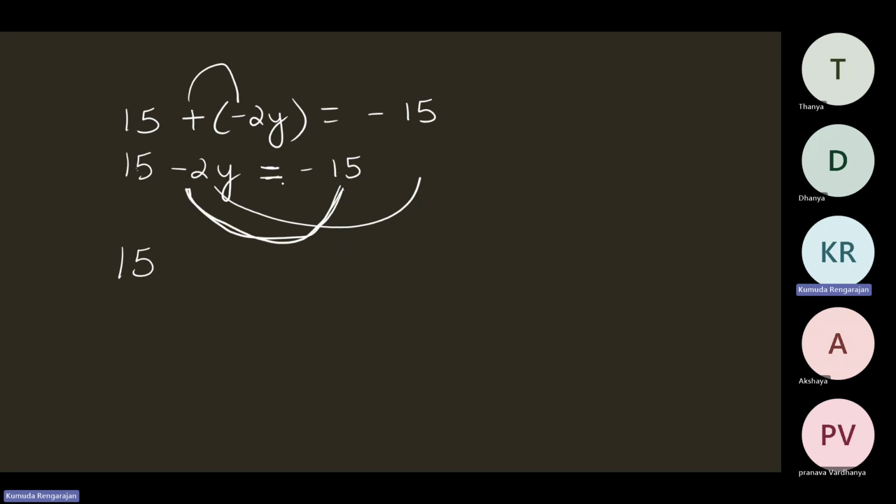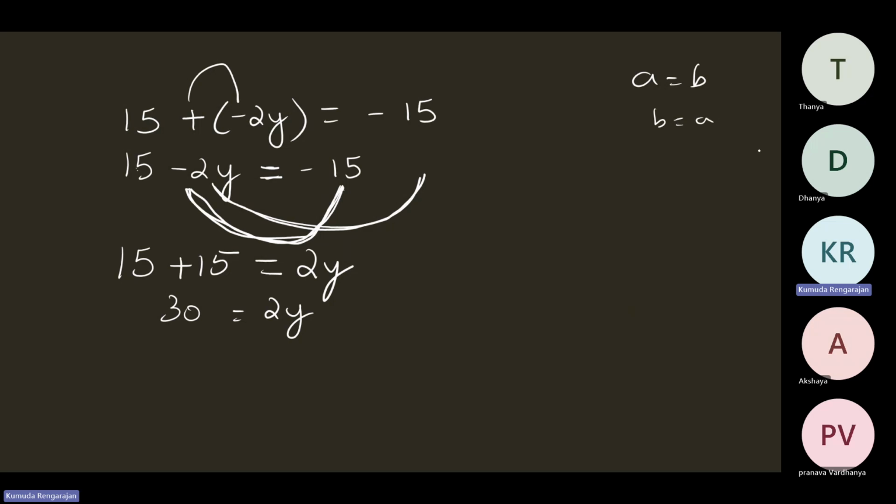See, there's the equal to sign here. When you bring this -15 to the other side of the equal to sign, it will become +15 is equal to, when you take this -2y to the other side, it will become +2y. So 30 is equal to 2y. Or write it the other way, like A is equal to B, that means B is equal to A. So you can exchange the sides like that. So 2y is equal to 30.